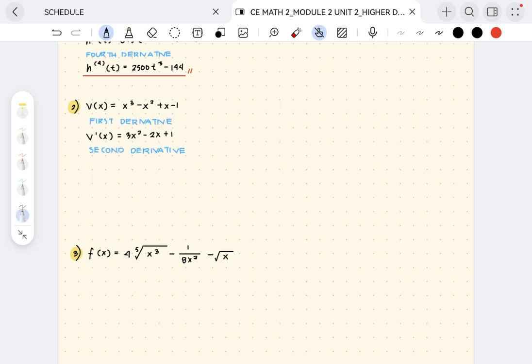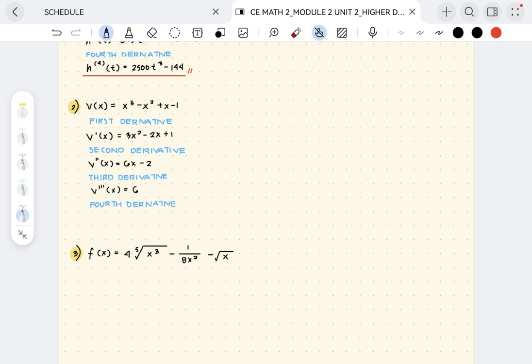So for getting the second derivative of the given problem, we just derive again the first derivative. So let's write this as v double prime x. The derivative of 3x squared is 6x, and the derivative of 2x is simply 2. In order to get the third derivative of the problem, we just derive again the second derivative. So this would be v triple prime. The derivative of 6x is simply 6.